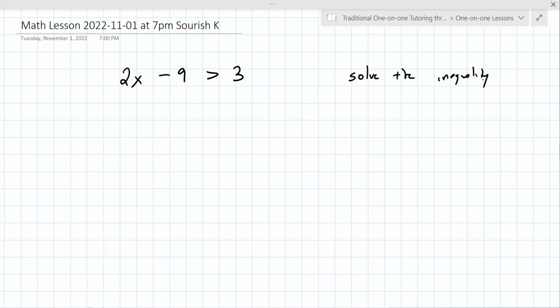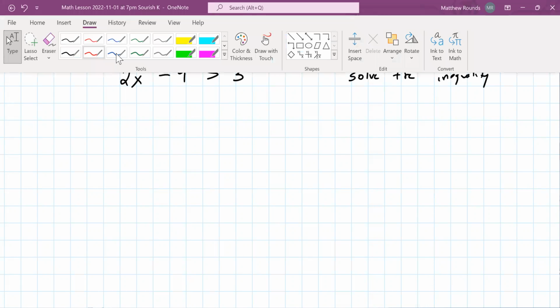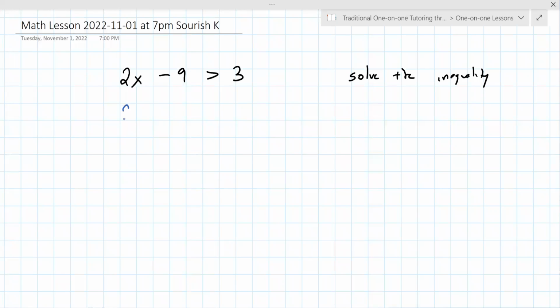Okay. So for a moment, just imagine that's really 2x minus 9 equals 3. What would you do to solve this inequality? Or solve the equality? What would you do to solve the equation? Yeah, this is a two-step equation. What would you do to solve it?